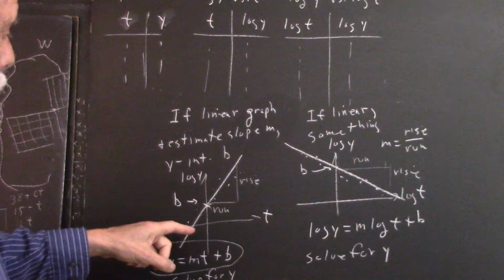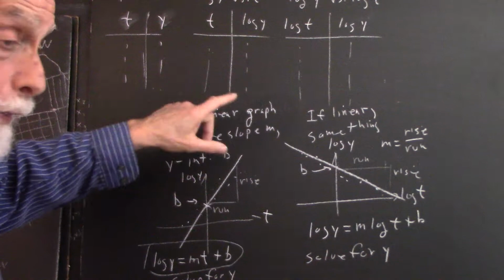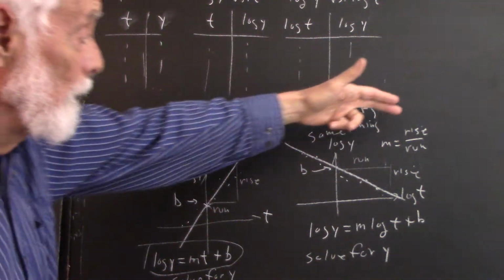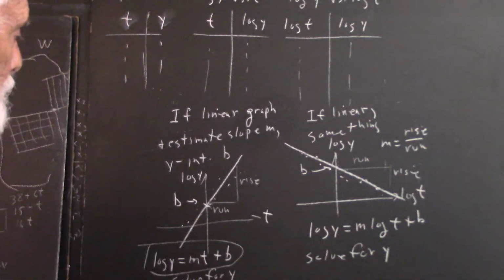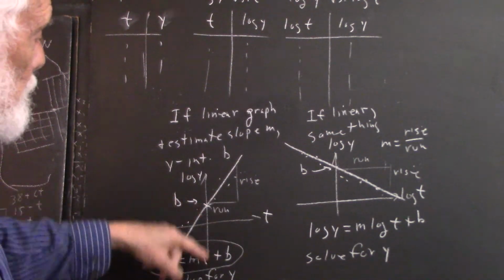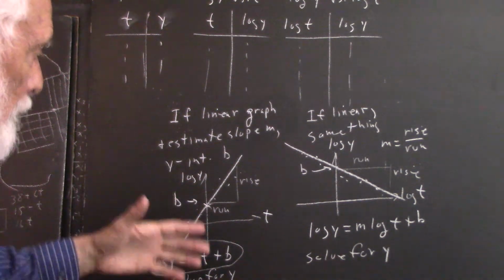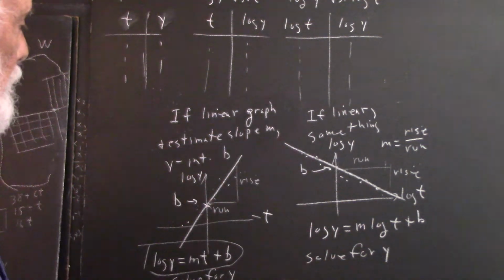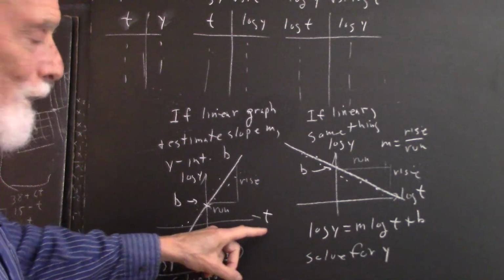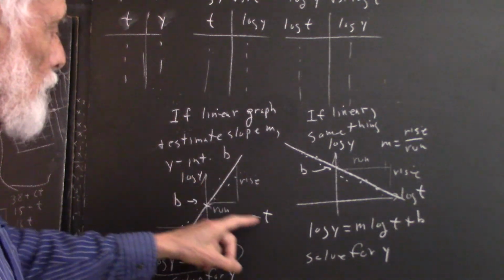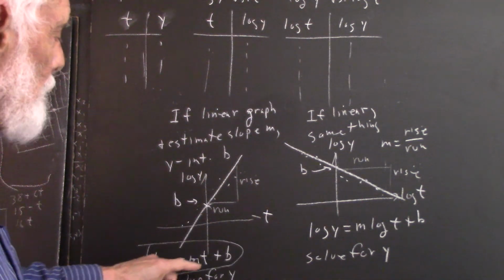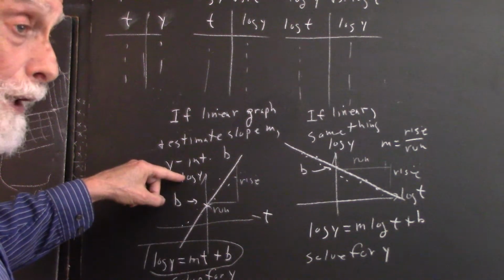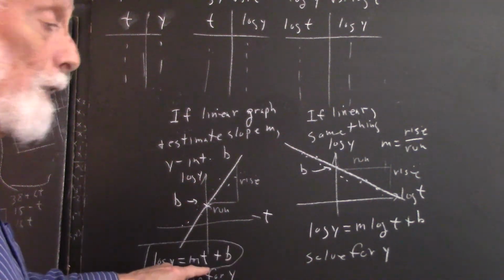Now, if I've got a graph drawn on paper, I can take 2 points, get the run and the rise, divide the rise by the run to get the slope, and I can see where the graph crosses the vertical axis. Then I know that I've got something like y equals mx plus b, but in this case it's not y versus x or y versus t, it's log y versus t, so it's log y equals mt plus b in this case. Just like y equals mx plus b, but it's not y, it's log y, and it's not x, it's t.